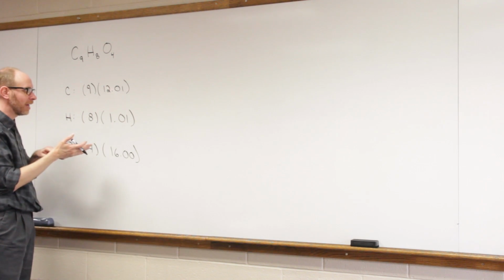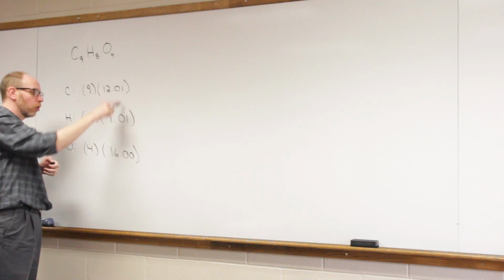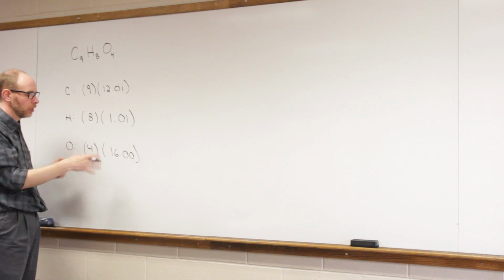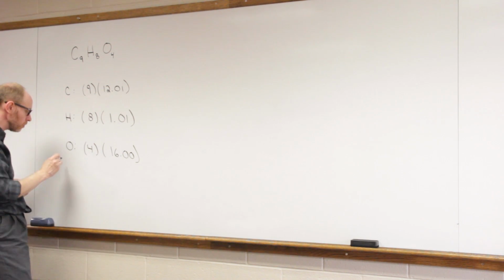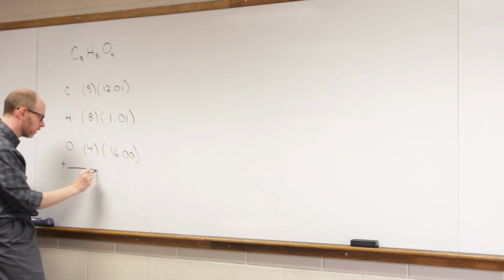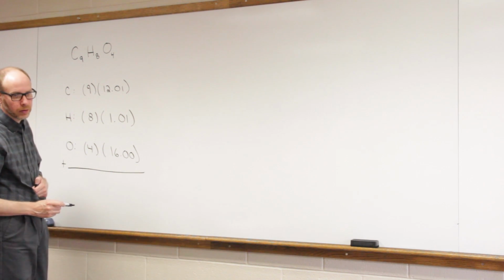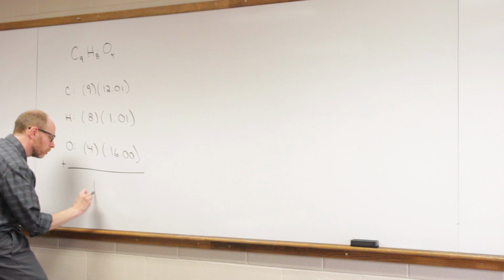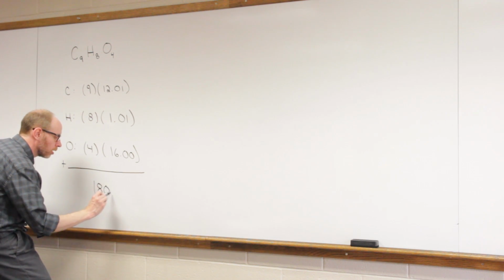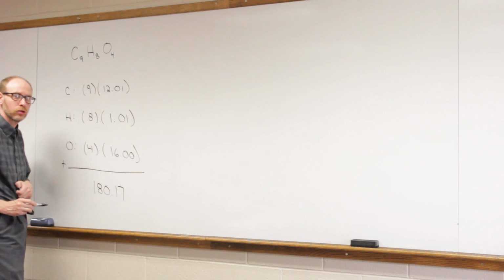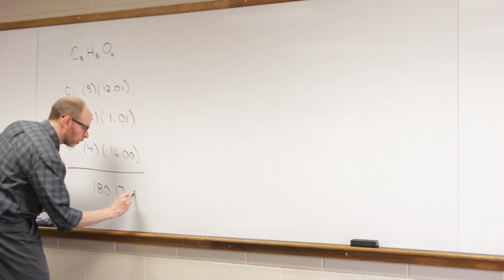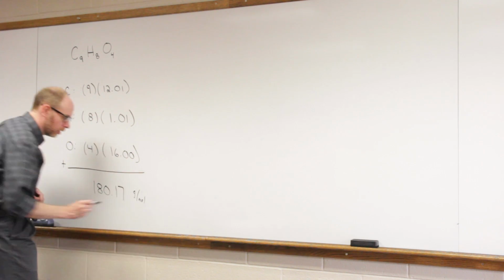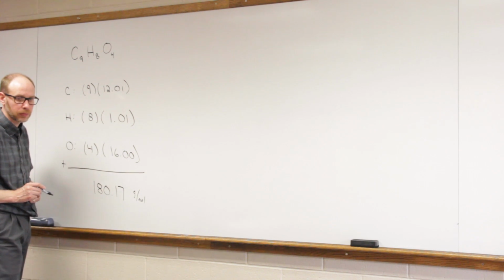Why? Because when we add these up, then we're going to be significant the whole way to the 100th place of our resulting answer. And so you multiply those, add them all together, and you should end up with 180.17 to 2 decimal places. That's the number of grams in 1 mole of aspirin.